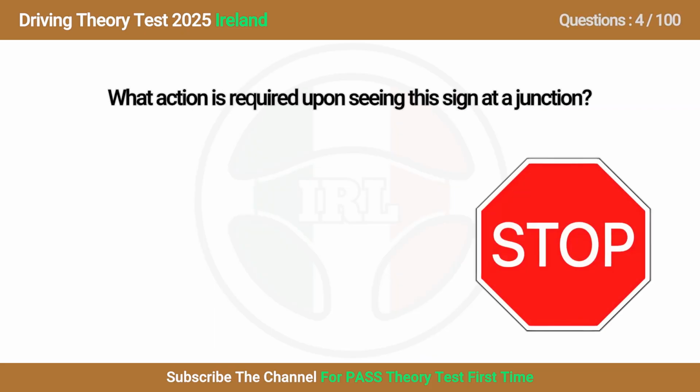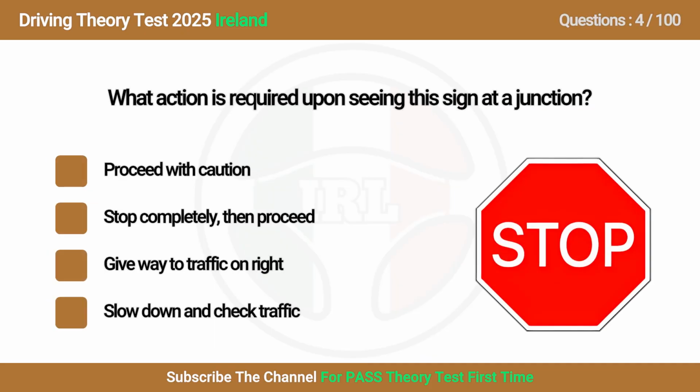Question 4. What action is required upon seeing this sign at a junction? A. Proceed with caution. B. Stop completely, then proceed. C. Give way to traffic on right. D. Slow down and check traffic.